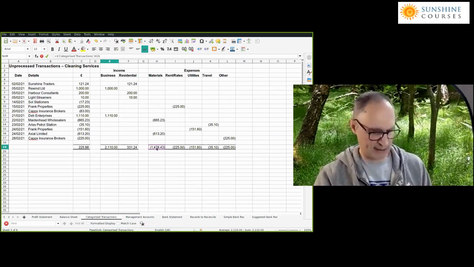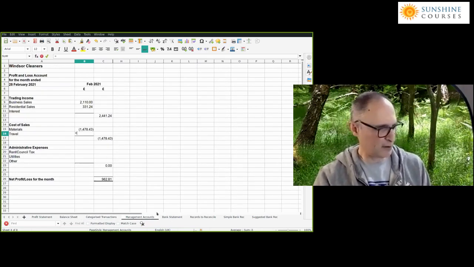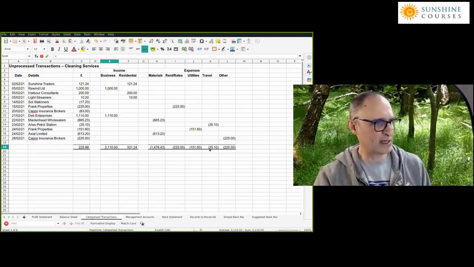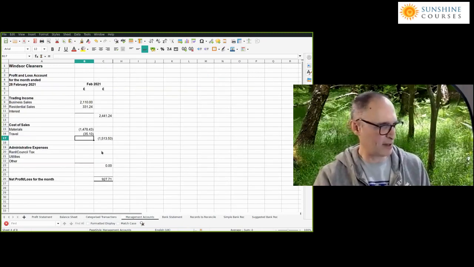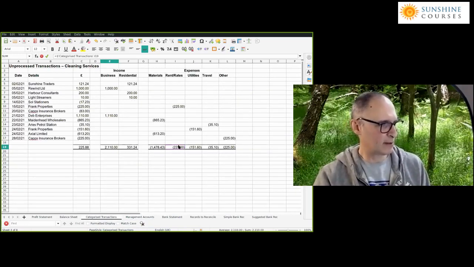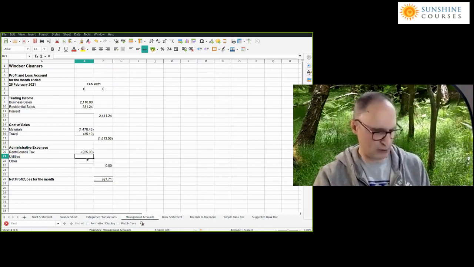So materials, travel in is a different column, so just need to be careful about that. Administrative expenses, the rent, rates, utilities, and other.